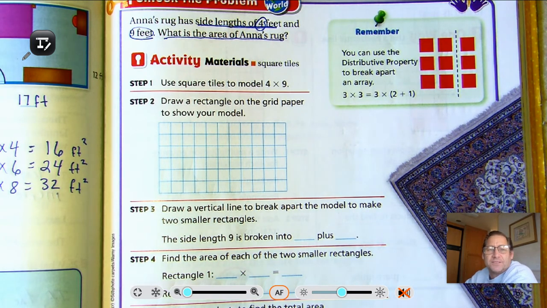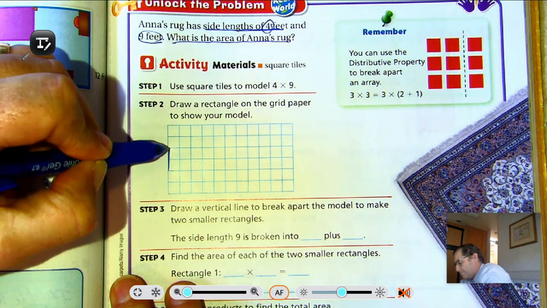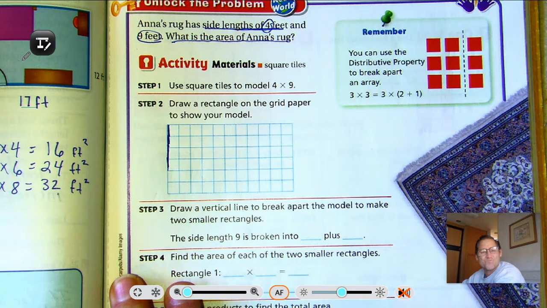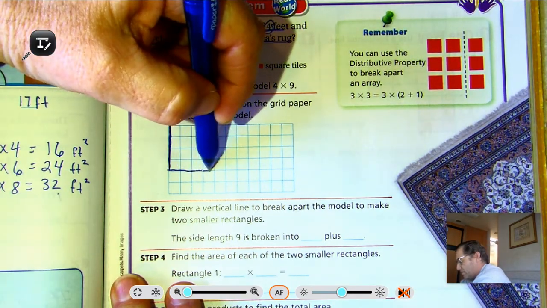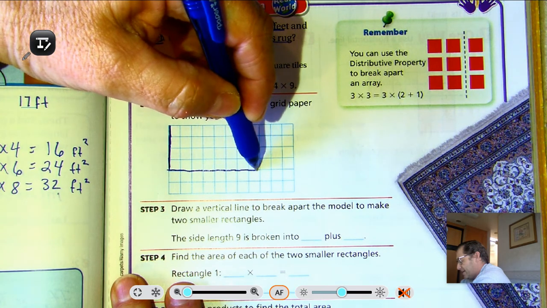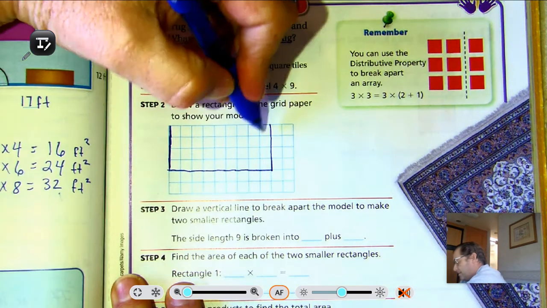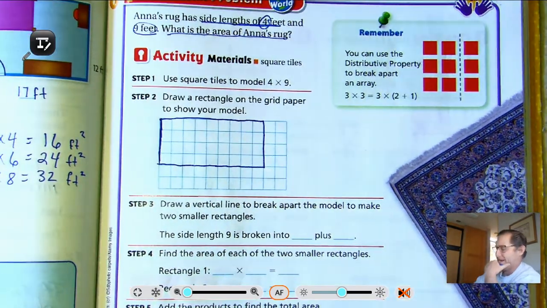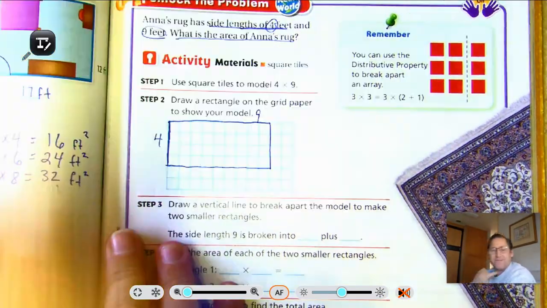So let's draw it first. 9 feet by 4 feet. Let's see, 1, 2, 3, 4. So 4 feet in length, 9 feet in width. 1, 2, 3, 4, 5, 6, 7, 8, 9. Okay, so we have a 4 by 9 right now.